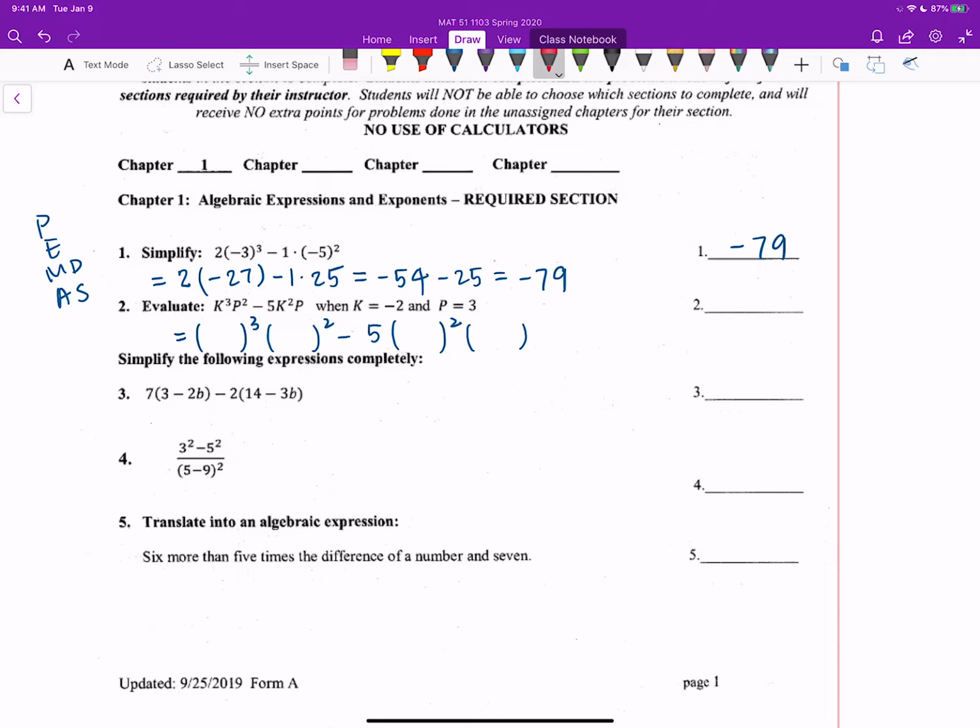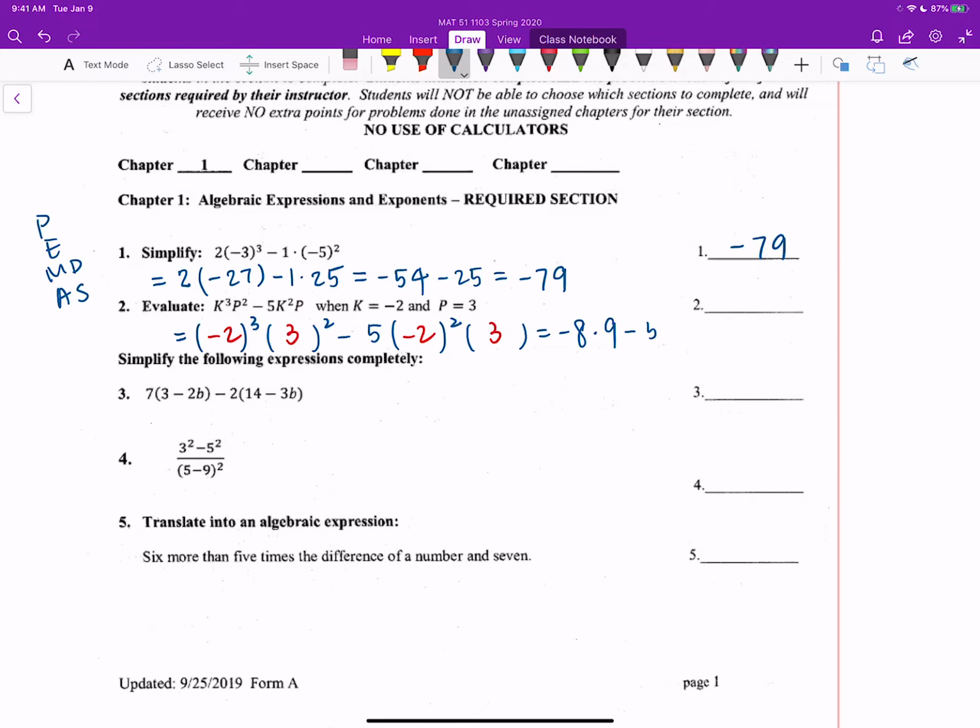I'm going to use red to insert the values. First position is for k, and k is negative 2, so you replace with negative 2. And then p is positive 3. Second part, k is negative 2, p is positive 3. Now, number 2 simply becomes number 1. So you follow the order of operations. Let's calculate. Exponent first. Negative 2 raised to the 3rd power. You multiply negative 2 three times. That's negative 8. 3 squared, that's positive 9. So that's the first part.